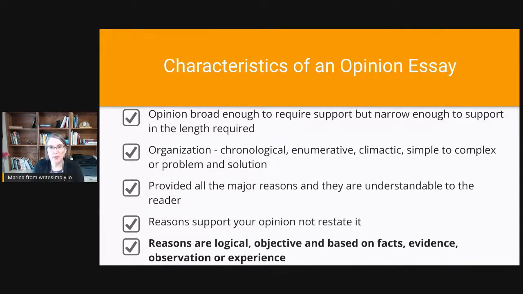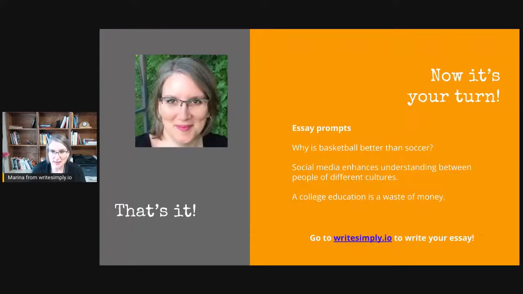Reasons support your opinion, not restate it. So they didn't just keep saying the same thing over and over and over. They supported it. They said, this is the thing. Now I support it. Here's how you become a superager, and here's the support. And today, primarily talking about the fact that these reasons that are supporting the opinion are logical, objective, based on facts, evidence, observation, or experience.